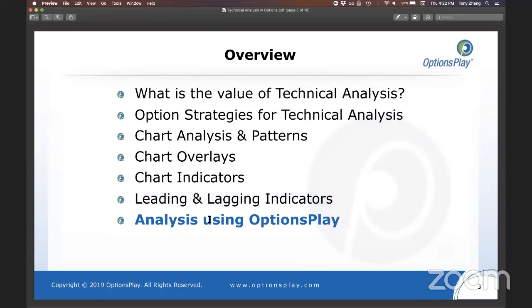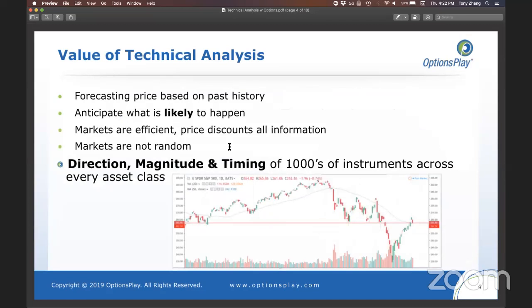And lastly, we'll analyze some of these in options play. We'll look at some live symbols with some setups that I have looked at, and I want to show you why different option strategies are suitable for different setups. So with that, let's go ahead and get started. I want to start off by talking about the value of technical analysis.